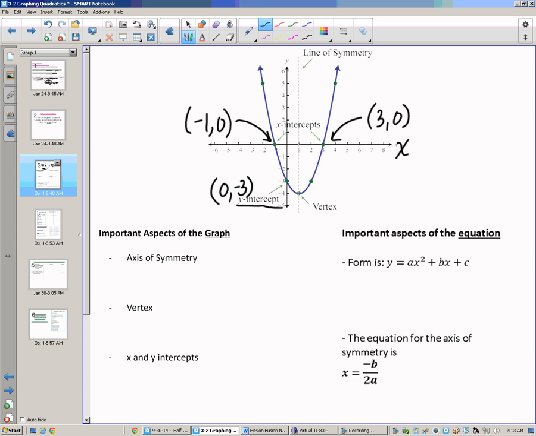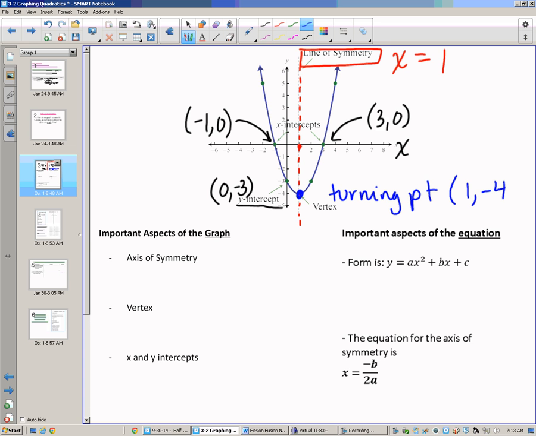You should also be able to see that the axis of symmetry is that dotted line right there, this line of symmetry. And the equation for that is x equals whatever number it's crossing the x-axis at, which right here is the number 1. So x equals 1 is our equation. Notice the equal sign in it. And the vertex is the last thing I want to label. The vertex is also called the turning point. And if you want the coordinates of that, for this one it's (1, -4).